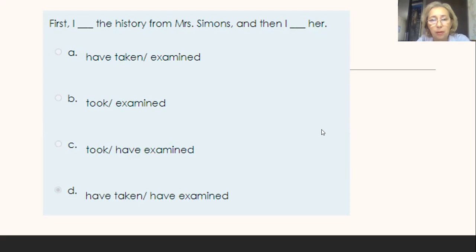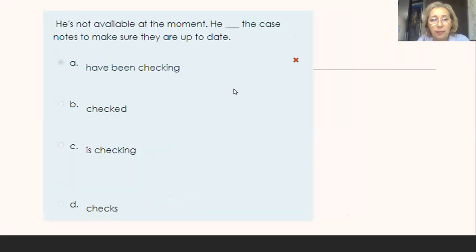So which? A, B, C, D? Which one? So the student, both of them should be past simple. Both. This is B, right? B. Both. First I took the history, then I examined her. This is the correct sentence, grammatically correct. Well, and so one action comes after another.